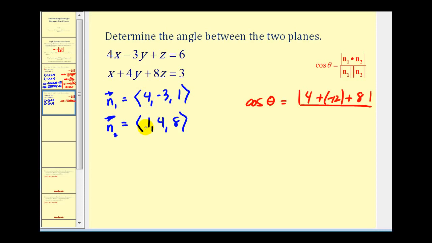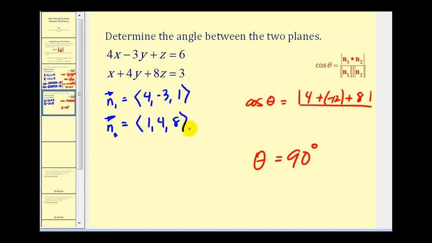Remember, if the dot product of these two vectors is equal to 0, then these two vectors are orthogonal or perpendicular. So if the normal vectors are perpendicular, then the planes would also have to be perpendicular, and therefore the angle between these two planes would be 90 degrees. So in this problem, we do not have to determine the magnitudes of the two normal vectors because we notice that the dot product is equal to 0.